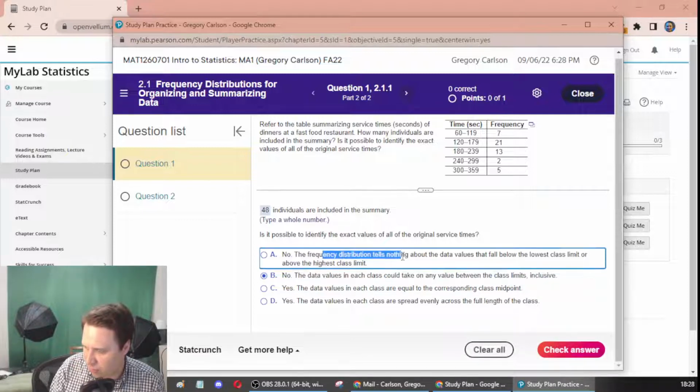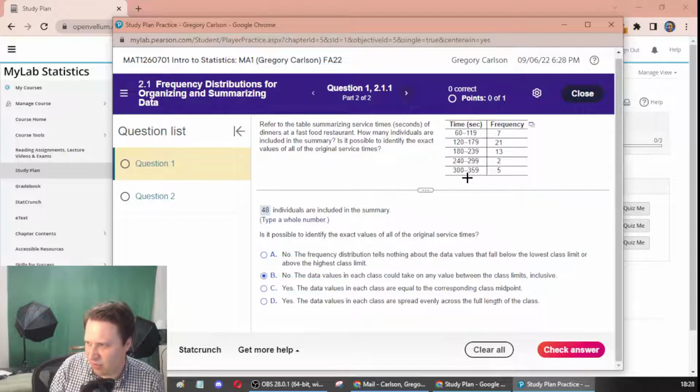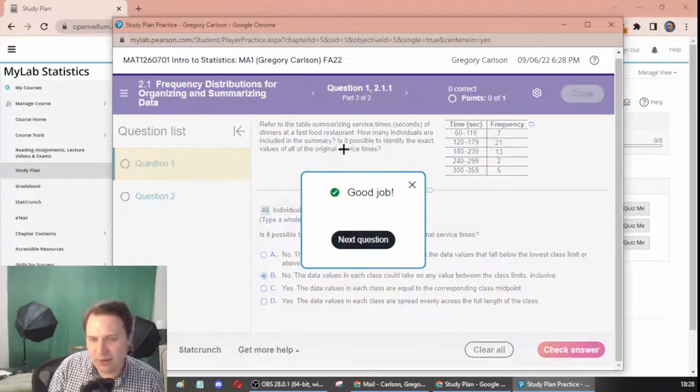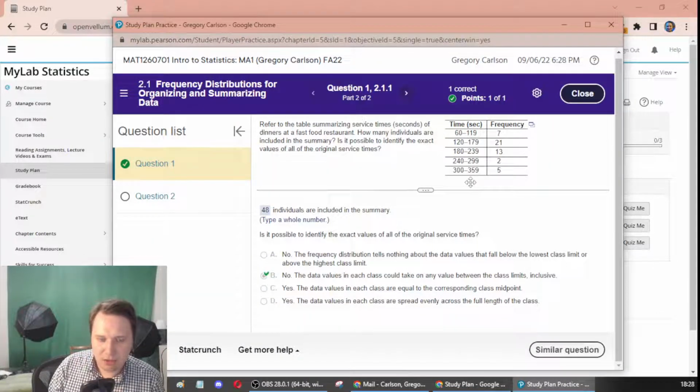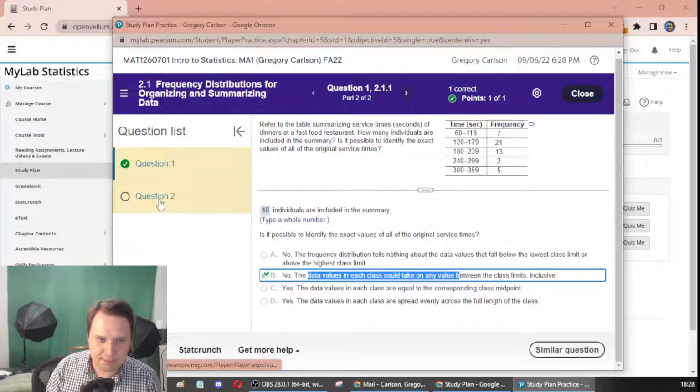No, the frequency distribution tells us nothing about the data values that fall below the lower or above the higher. That's not a good answer, because if that was the case, we would just add more rows. So if there was data below or data above, we would just add more rows. So I think the right answer is B, but let's embarrass ourselves by getting it wrong. Oh, we got it. Okay, so the answer is B. All right. So the whole point of a frequency table is you have ranges, so you don't have the exact values, which is what I think that's trying to say.